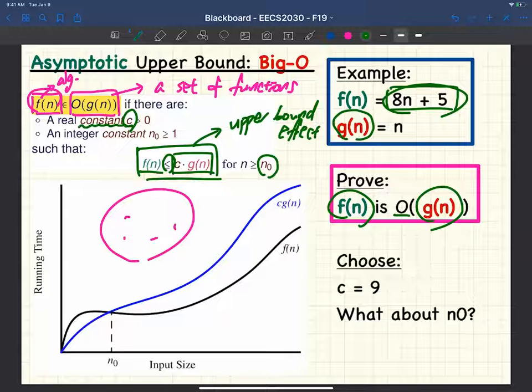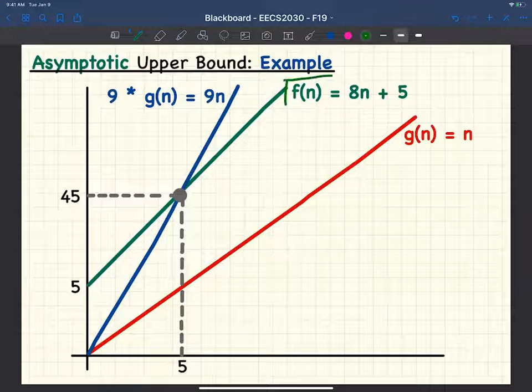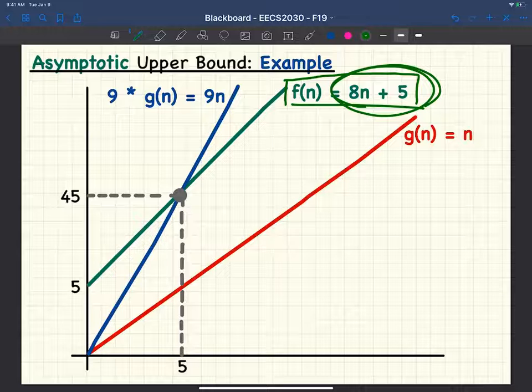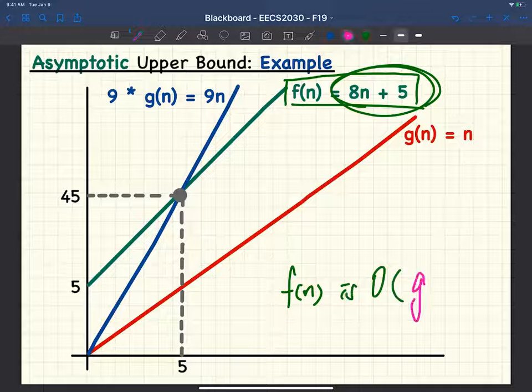Please review it, and then let me give you one more intuition. How can you think of it? Again, this is what we said last time. Let's see this. f of n is our algorithm over here, 8n plus 5. What I want to prove is f of n is big O of g of n.